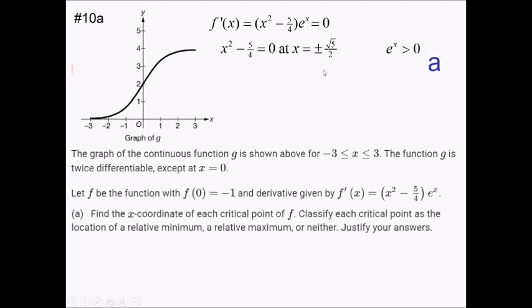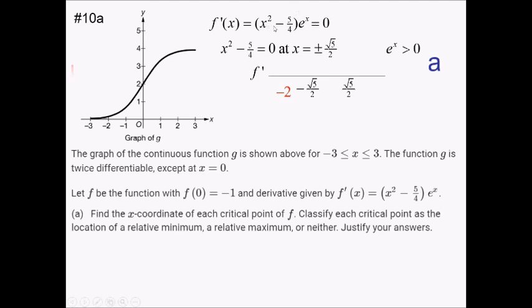To see if those are mins or maxes, we can just do some sign analysis on a number line. So this is f prime right here. We've got negative radical 5 over 2 and the positive version of that. And I'm just going to test a number in each of these different intervals. So a number less than negative radical 5 over 2, well, how about negative 2? That's a little bit less than that. So if I plug in negative 2, e to the x is always going to be positive, so I don't have to worry about that.